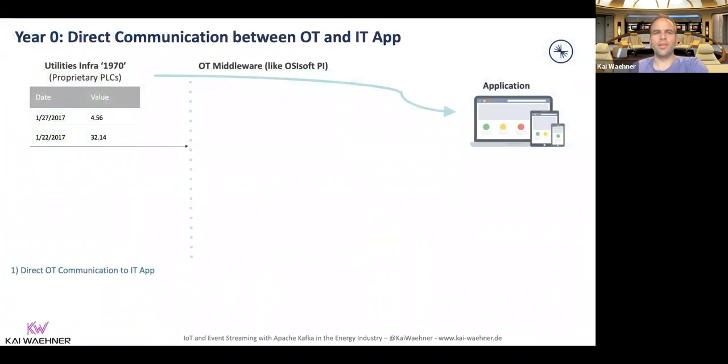And so let's take a look at the process. This is maybe then more transparent to everyone. So this is a setup where we are starting from the status quo. We have only the OT world, and we have the utilities infrastructure with proprietary PLCs. And on the right side, we have an application.